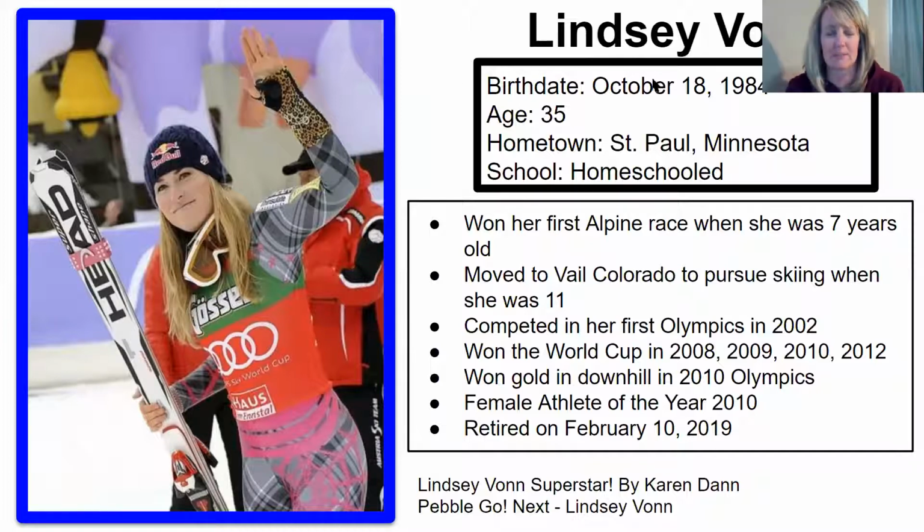And in that text box, I put some of the most important basic info that someone would want to know about Lindsay Vaughn. Her birth date, her age, her hometown, and where she went to school. So Lindsay Vaughn's birth date is October 18th, 1984. Her age is 35. Her hometown is St. Paul, Minnesota. And her school, Lindsay Vaughn was homeschooled. In doing my research, she got to be a really good skier when she was about 7 years old. So she moved to a place where she could do lots of training because they thought this girl is going to really need to focus on skiing. She's going to be really good. So she had tutors and her parents and other people helping her with her schooling so she could focus on her training from a really young age. So here's my basic info.